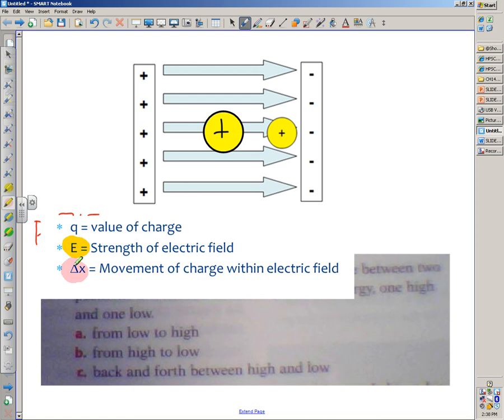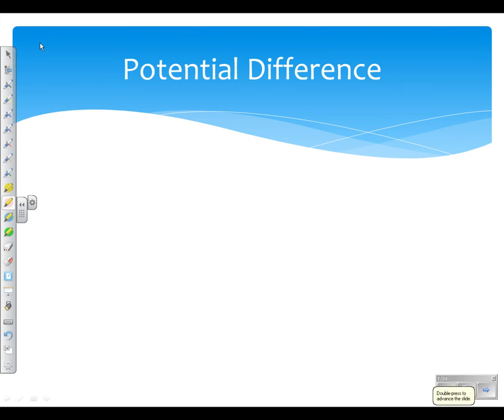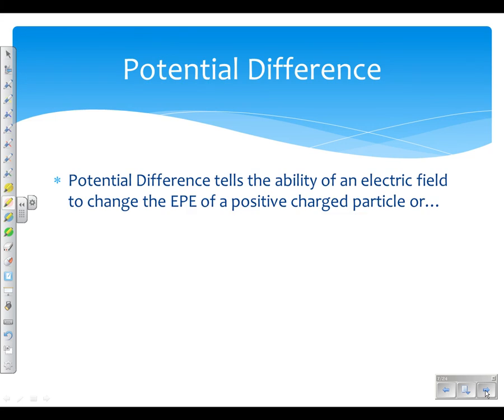Good? All right. The next part might sound confusing at the beginning. The next topic is potential difference, but we'll see that it's not exactly the same thing. First, by definition, potential difference tells the ability of an electric field to change the electric potential energy of a positive charge. That's what it says in the book.